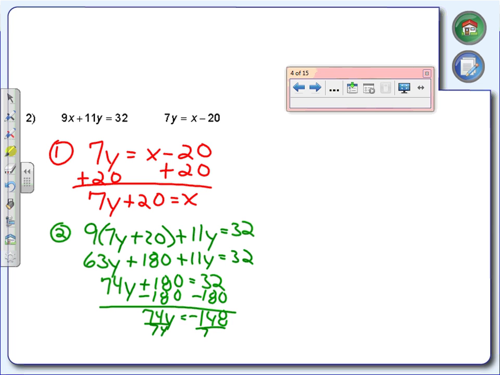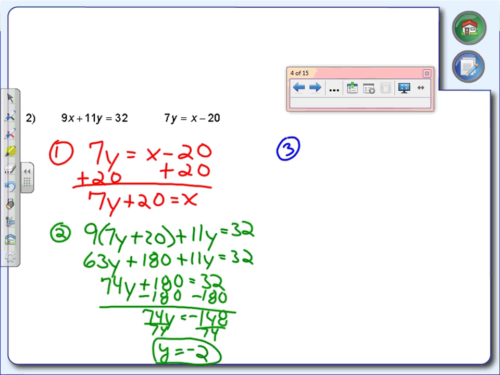Now we're going to divide by 74. So a negative 148 divided by 74 turns out to be what? Negative 2. All right. So the y value here is negative 2. We're halfway there. Last thing we need to do is find out what the x is.